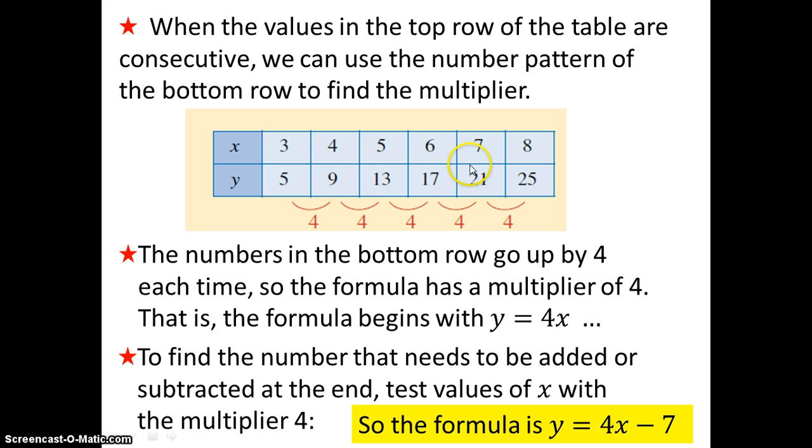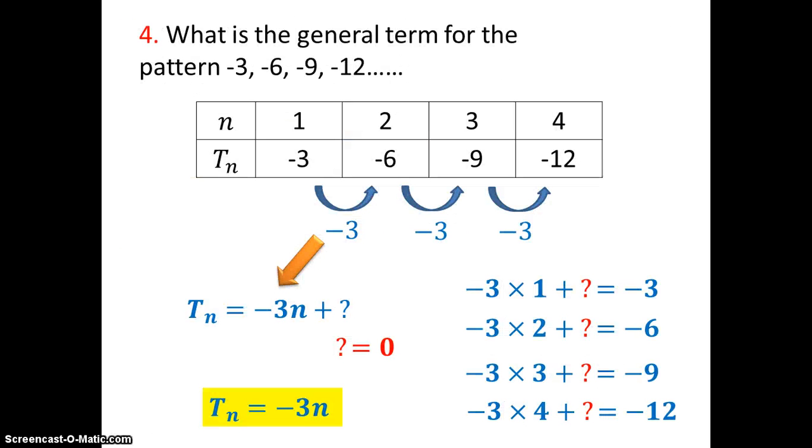Then I could pick another pair. Say this pair here. If I did 4 times 6, I would get 24. 24 minus 7 would give me 17. So the minus 7 pattern works for more than one pair. So I can say the formula is y equals 4x minus 7. Using this idea, let's have a look at an example.